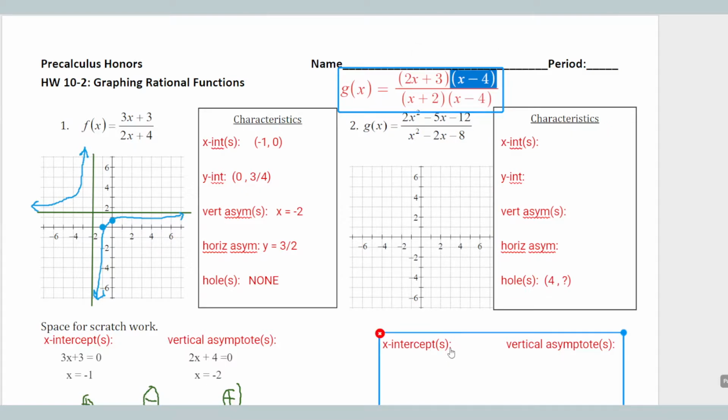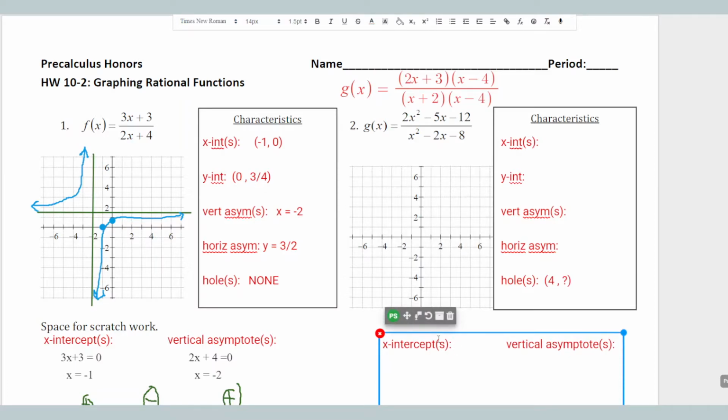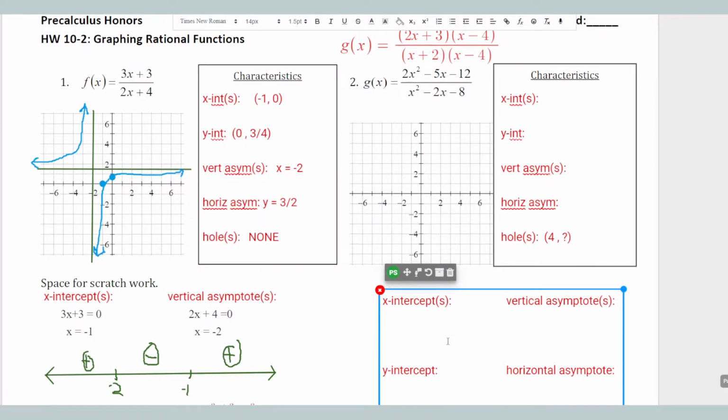So let's go back to the x-intercepts. We are not going to include x minus 4 as a potential location for an x-intercept because we've got a hole there instead. So the only x-intercept is going to be found by setting 2x plus 3 equal to 0. And so if I subtract 3 and then divide by 2, I'm going to get x equals negative 3 over 2.